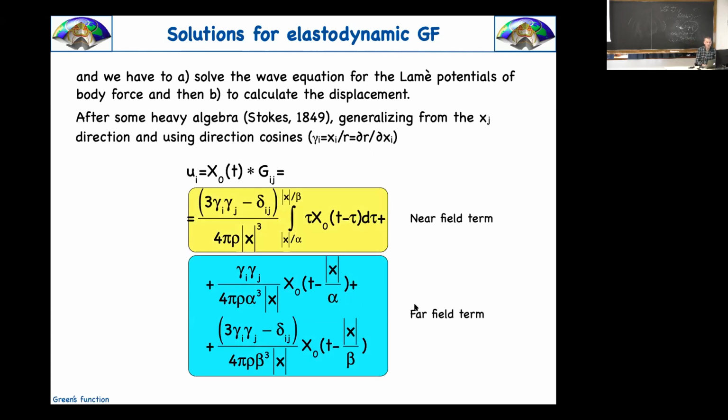Because in the blue part, what we do have is a P wave and an S wave. Because you see that the retarded time is connected with P wave velocity and S wave velocity. So one is arriving first with a compression. The other one is arriving later with shearing.